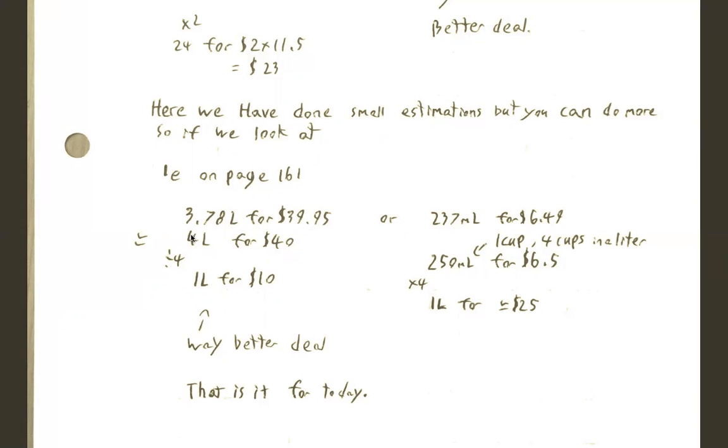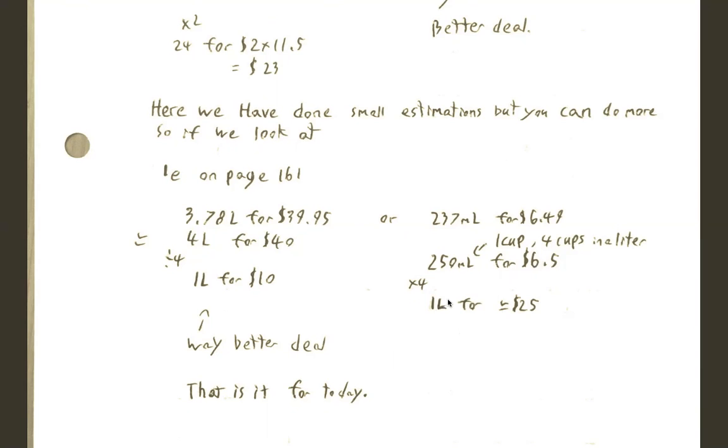So I'm going to say this is about 4 liters for $40. And that's about 1 liter for $10. So per liter, it's costing me about $10. Now, for the other one, I can just round this to be a cup. So 250 milliliters, and that's going to be $6.50. Now, in 1 liter, there's 4 cups. So if I multiply this by 4, I'm going to get the price for 1 liter. So I'm going to multiply the amount I get and the price by 4, just to see I get 1 liter, and then I can compare my two prices.